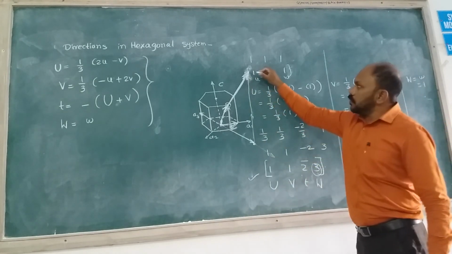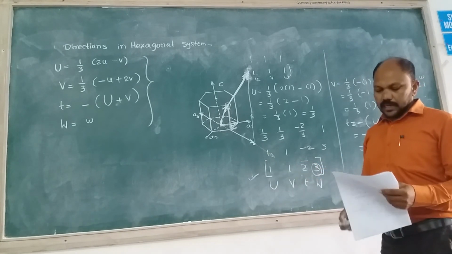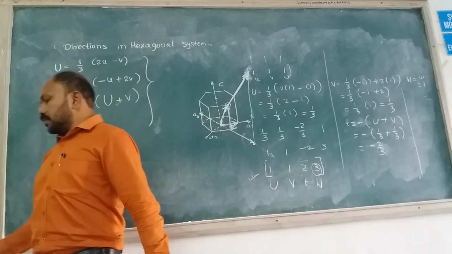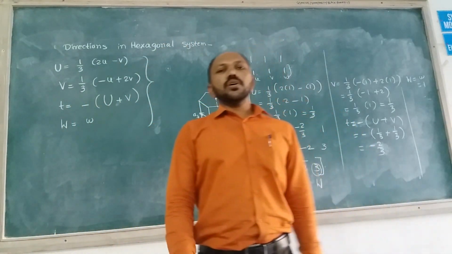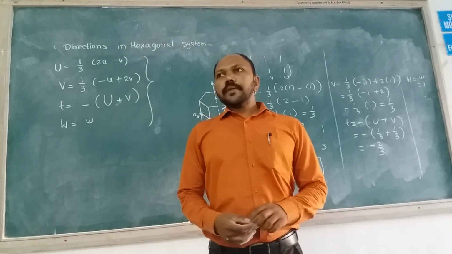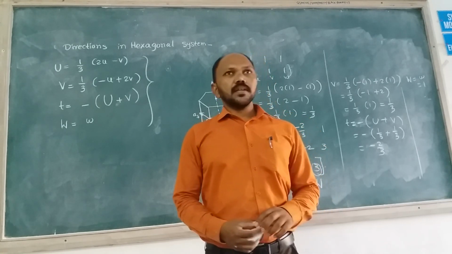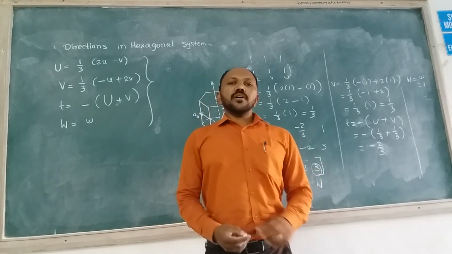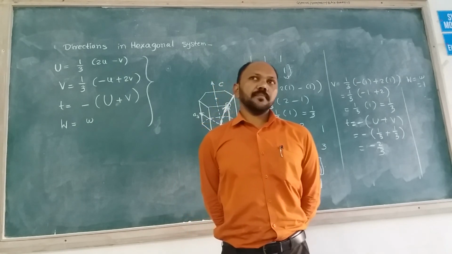So in this way, we are getting the direction by using these 4 indices. In this way, today we finish this lecture, and we learn how to represent the planes and how to represent the directions in case of hexagonal crystal structure. I hope you understand these topics, and we finish here this topic.